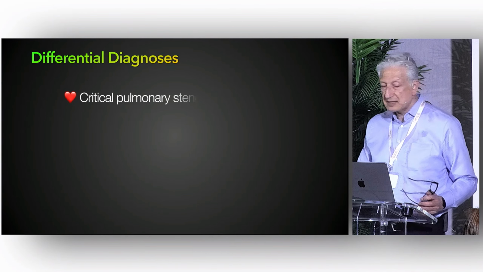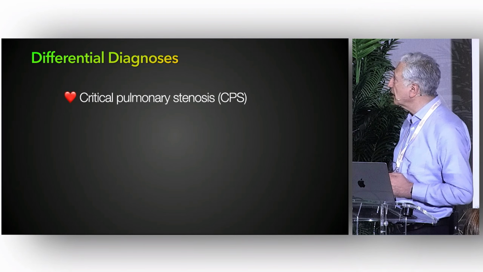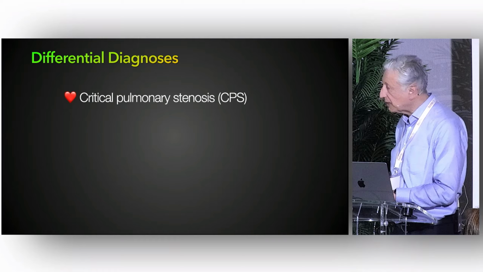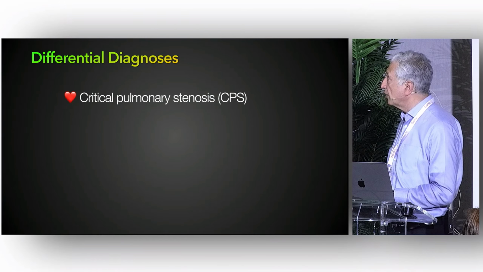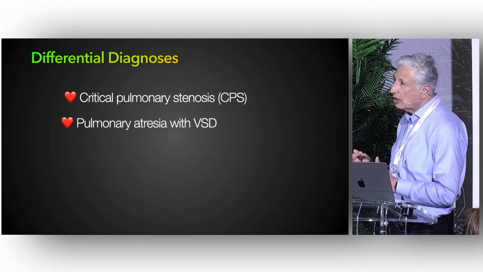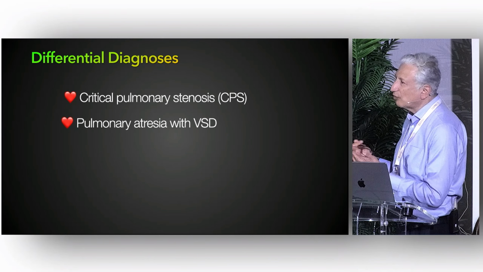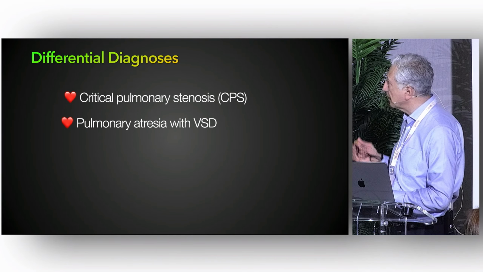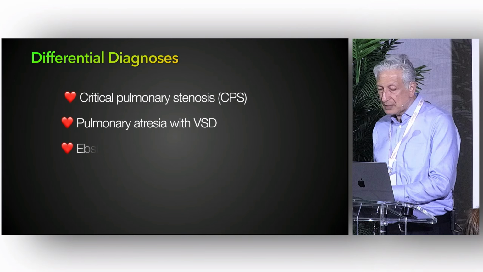So different diagnoses in these cases can be a small right ventricle, or a critical pulmonary stenosis, but in this case you have an antegrade flow across the pulmonary artery. It can be pulmonary atresia with VSD because of the reversal flow, but in general you will see an overriding of the aorta in these cases. And pulmonary atresia, they have rather MAPCAs.